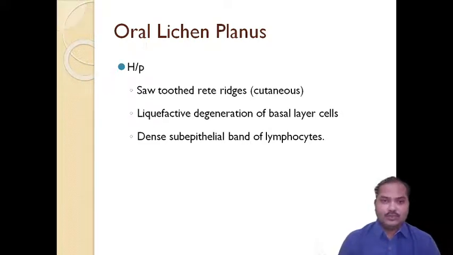Then we see what is seen under the microscope. Under the microscope, in cases of lichen planus, commonly in the cutaneous variety, we will see sawtooth rete ridges, which you have studied in third year. Liquefaction degeneration of the basal cell layers will be seen, and a dense subepithelial band of lymphocytes will be seen. So these characteristics will be seen in the oral mucosa also, but sawtooth ridges may not be seen, or may also be seen. We can't say.